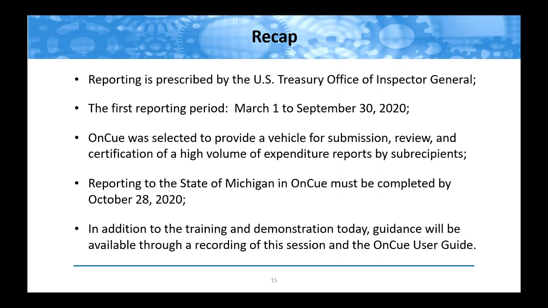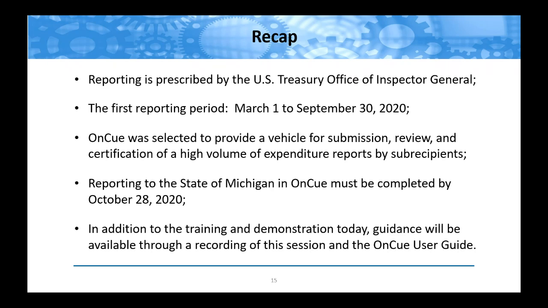But this reporting is required by the U.S. Treasury Office of Inspector General, and they dictate the form and the terms and what needs to be required and the amounts and different things like that. The first reporting period is going to cover from March 1 to September 30th, or from the point that your grant agreement starts through September 30th. Not all of them obviously would have started March 1.